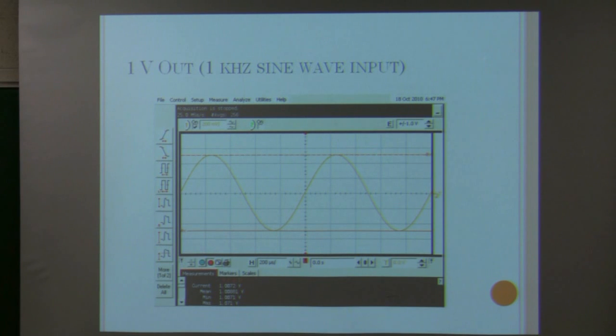This is an experiment I did. I was looking at the output voltage, and then I was slowly ramping it up, seeing what happens. So this is 1 volt out, peak to peak. This is 3. This is 6. Looks pretty much the same, right? And then this is 9. What happened? It clipped, yeah.